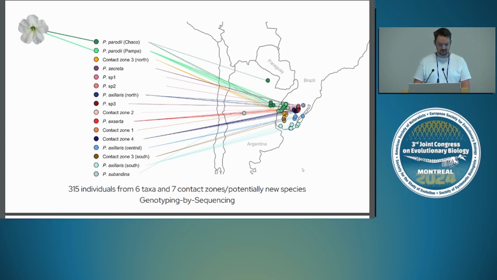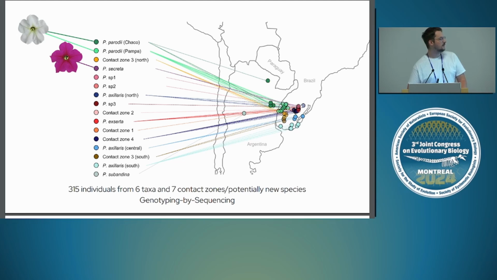I'm not going to go over all of them, but I just wanted to show you some of the diversity. Here we have Petunia parodii, which is distributed in Argentina, Uruguay and Brazil. They are also distributed in different biomes. Then we have Petunia secreta, a rare and really endemic lineage that occurs only in a very small region in southern Brazil.